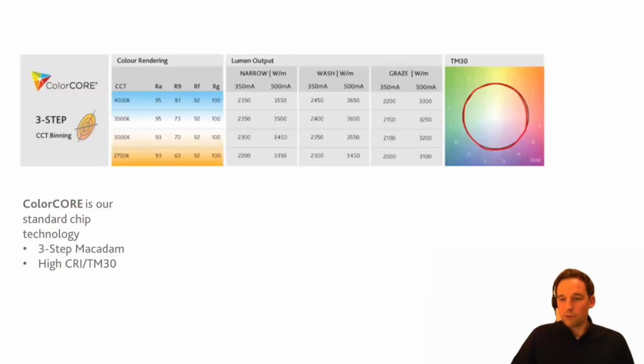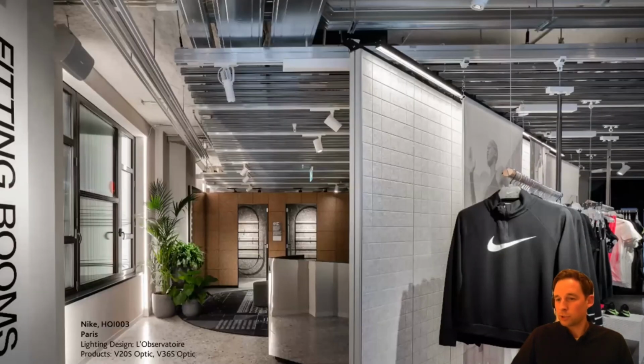And I will leave you on another nice little project application there while I answer some questions, which is a Nike store that we have fitted out in Paris. And you can see actually some V20, the diffused version in the window reveal, but also some V36 washing behind the merchandise there. So thank you all very much for listening to me go on about products at the end of that. I hope everything was useful for you.